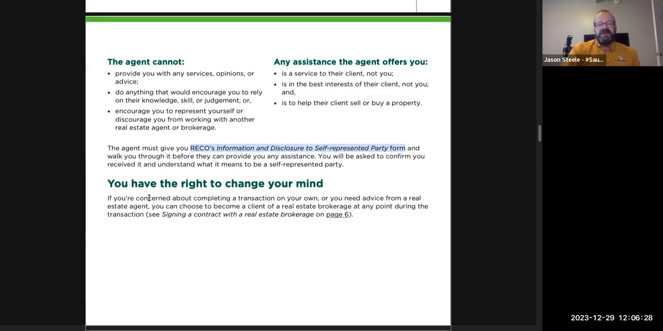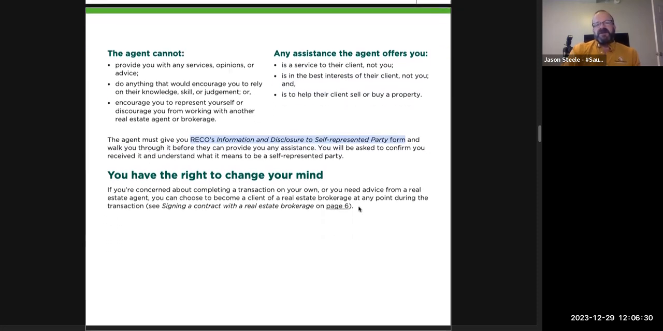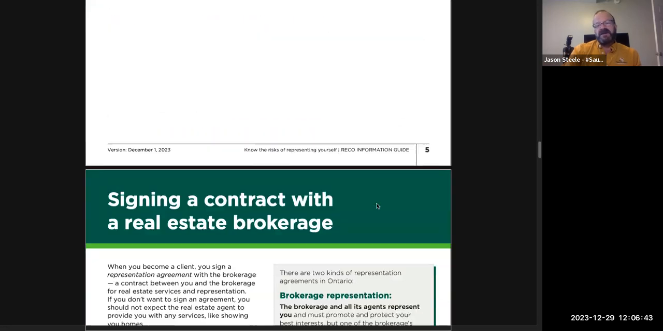You have the right to change your mind. If you're concerned about completing the transaction on your own or you need advice from a realtor, you can choose to become the client of a real estate brokerage at any point during the transaction. And that would be on page 6. And we are getting there, folks.